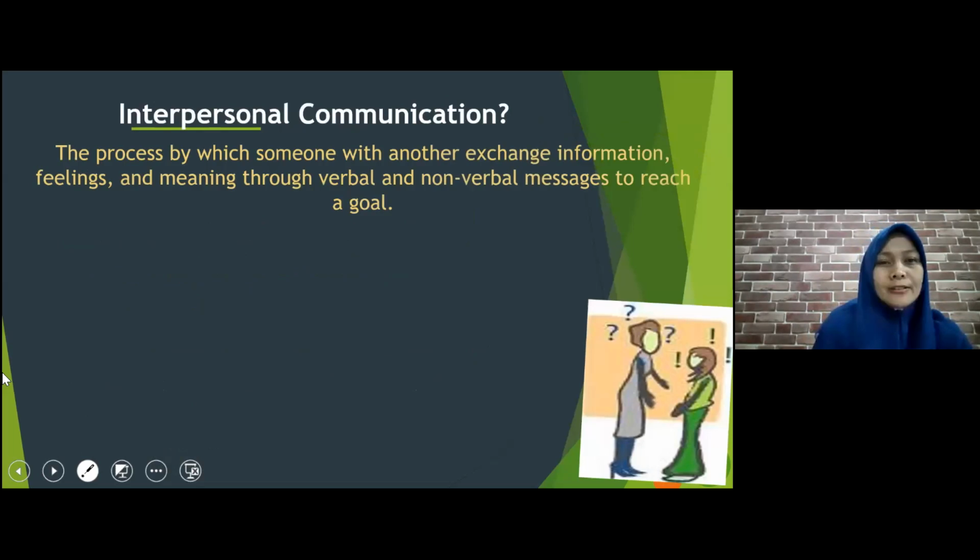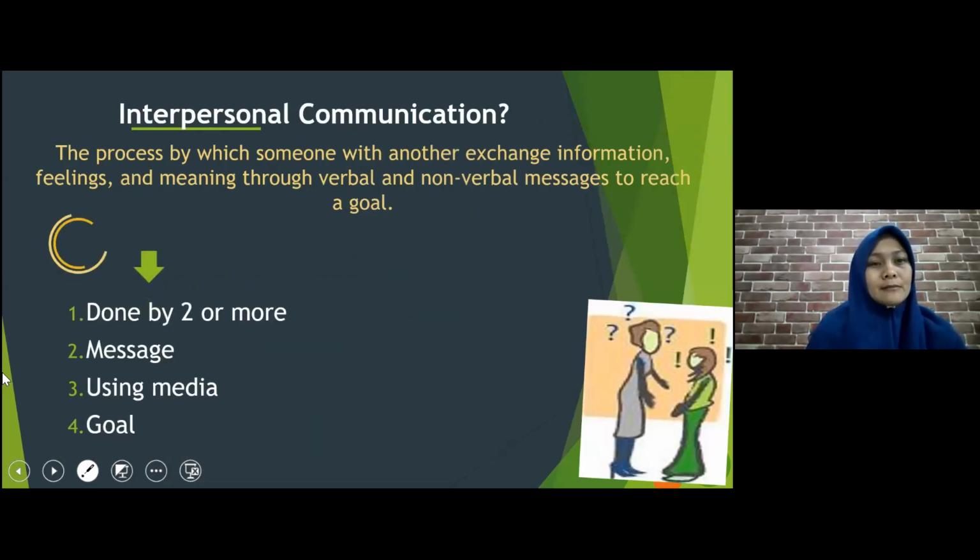Then, what about interpersonal communication? This is the process by which someone with another exchanges information, feelings, meaning through verbal and non-verbal messages to reach a goal. Yeah, we define the communication itself, but it is done by someone with another. So the characteristics of interpersonal communication are, the first one, it is done by two people or more. Yeah, it should consist of minimally two people.